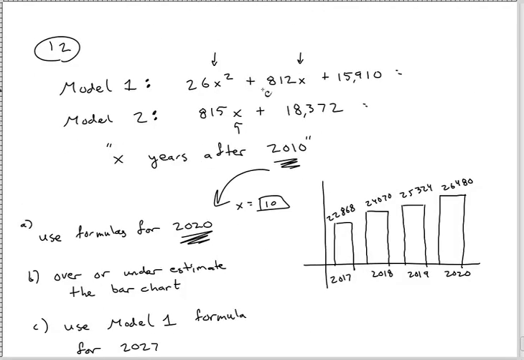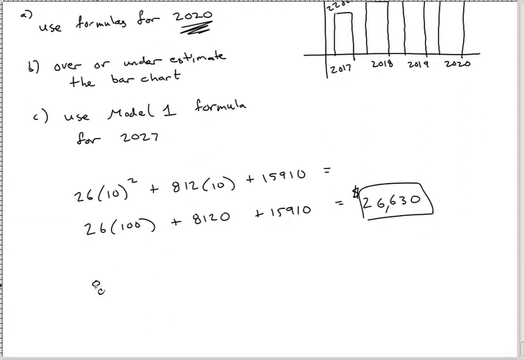Again, we're going to plug in here. We're going to plug in a 10 for X. And so then I've got my 815 times the 10, and then plus the 18,372. I'm just typing that directly into the calculator.